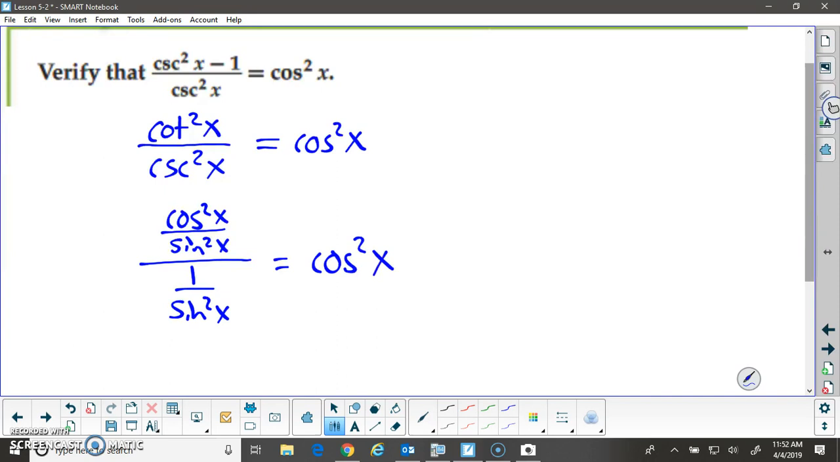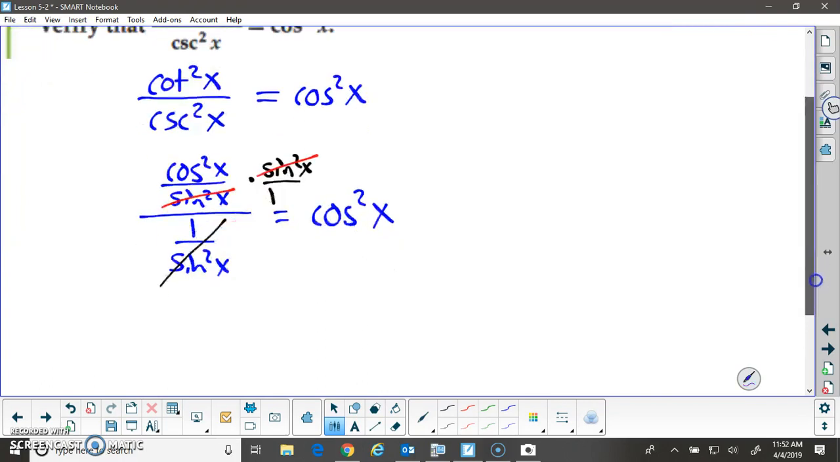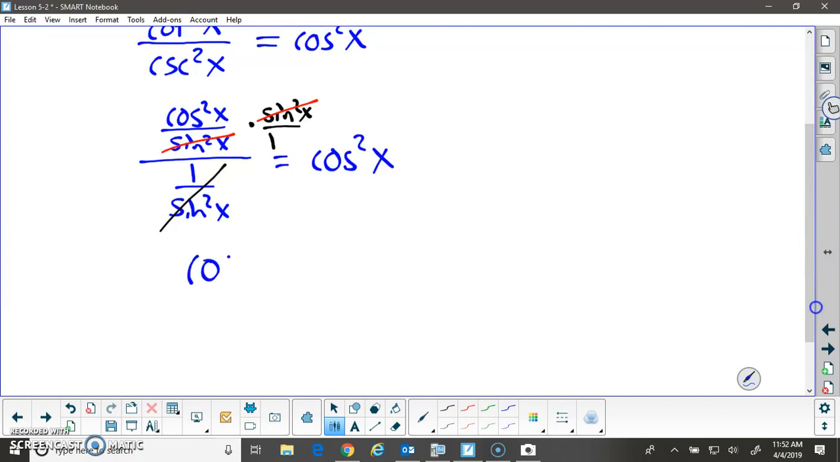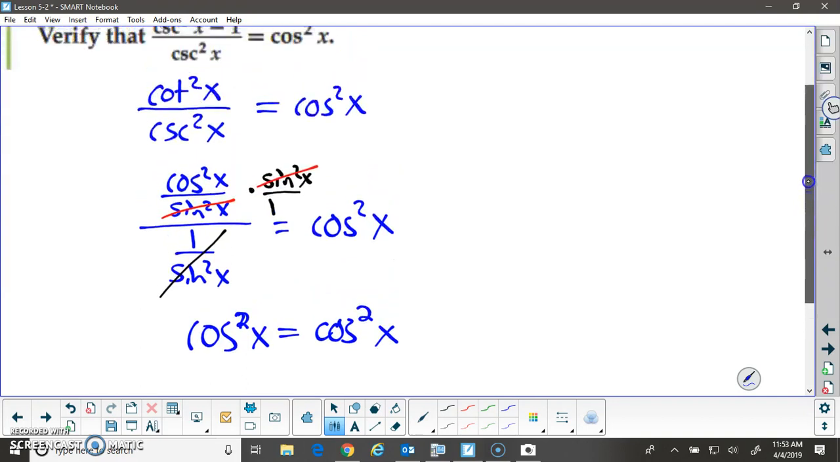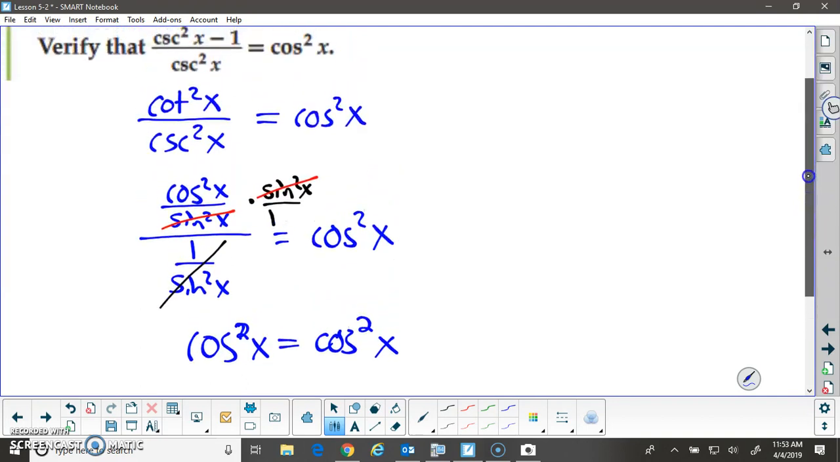All right, we're trying to show that this equals cosine squared. The left-hand side has a complex fraction. So if I take the complex fraction and take the top times the reciprocal of the bottom, then we've got no more denominator. And this helps us because I can cancel this sine squared with this sine squared. And so it leaves me with cosine squared, which is what I wanted to show that the left-hand side equals. All right, we've verified that that left-hand side equals the right-hand side.